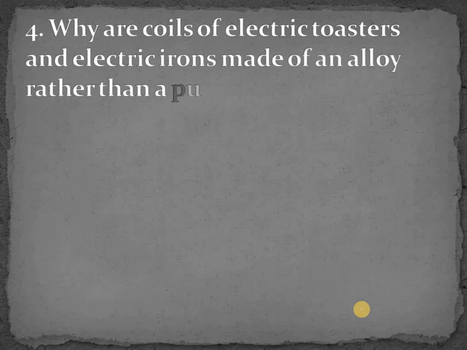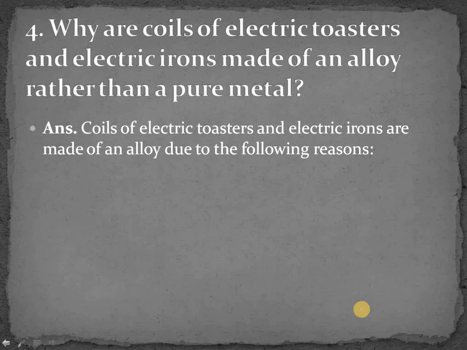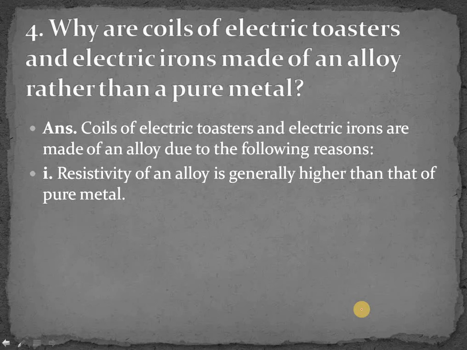Now moving on to the next question, number 4. So in this it says, why are coils of electric toasters and electric irons made up of an alloy rather than a pure metal? So the first important thing is the alloys actually have better resistivity. Resistivity of alloys is quite high as compared to the pure metal. So therefore we can use coils of electric toasters and electric irons made up of alloy.